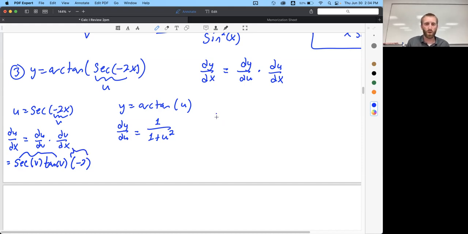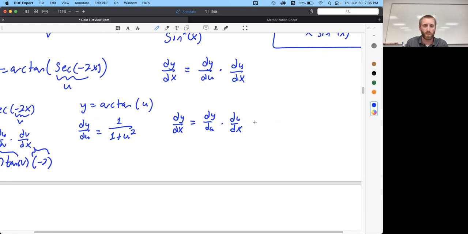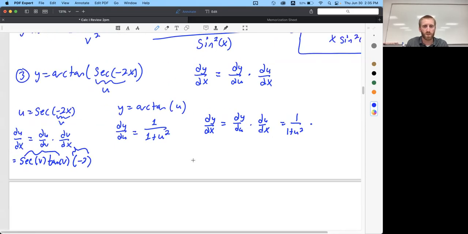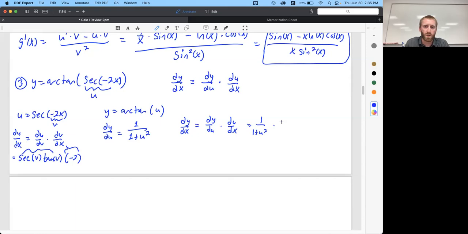So then overall we have dy dx is going to be dy du times du dx, which is 1 over 1 plus u squared times all this stuff over here, times secant v tangent v times -2.